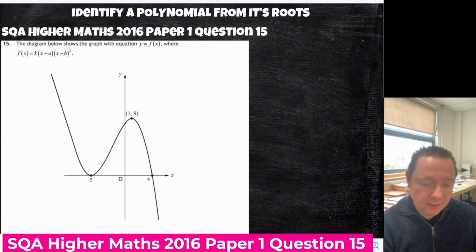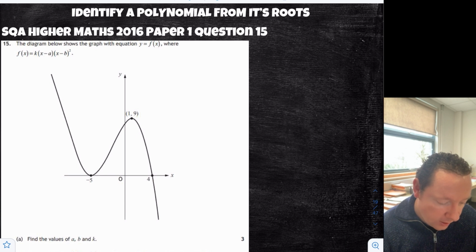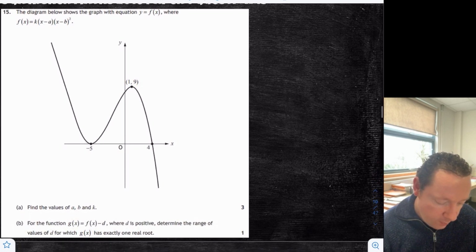SQA Higher Maths 2016, Paper 1, Question 15. Identify a polynomial from its roots. So the diagram below shows the graph of f of x, which is k, x minus a, x minus b squared. Find the values of a, b, and k.